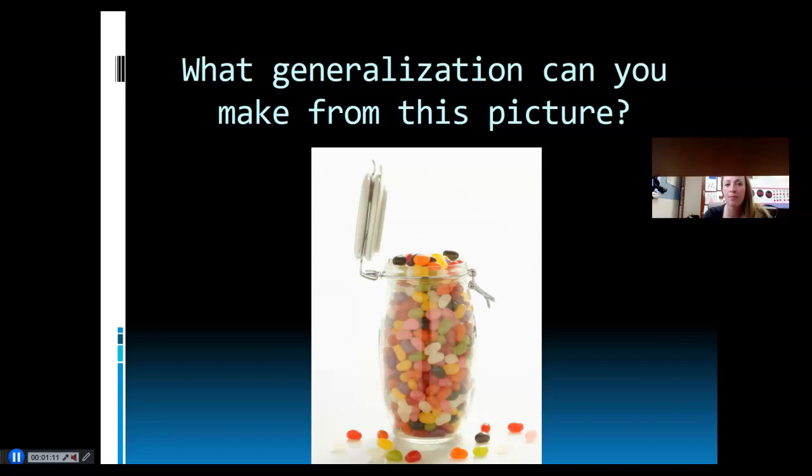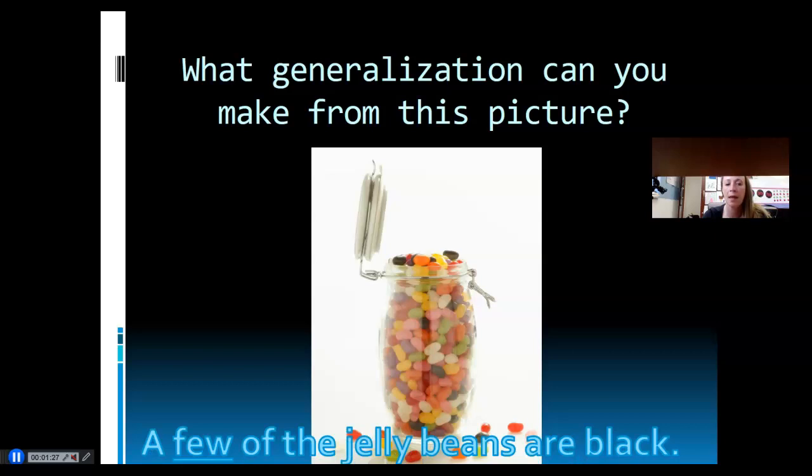All right, let's see. This is a jar of jelly beans. We are going to write a generalization for the jar of jelly beans. You must use the words all, most, some, few, or many. Here's my example. My example says, a few of the jelly beans are black. Notice that I use the word few. That is a generalization word. Now, will you please write your generalization for the container of jelly beans? What did you write? Pause the video, and when you're ready, review what you wrote.